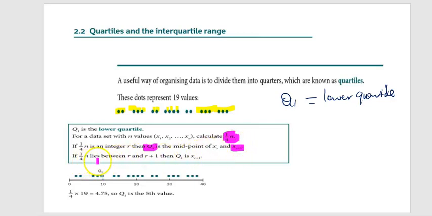If 1 over 4n lies between r and r plus 1, then Q1 is going to be x of r plus 1. We will see this better in calculation. So these are the formulas. For instance, to find Q1, simply take 1 over 4 and multiply it by the total number, which is 17. You get 4.75. So Q1 is the fifth value.